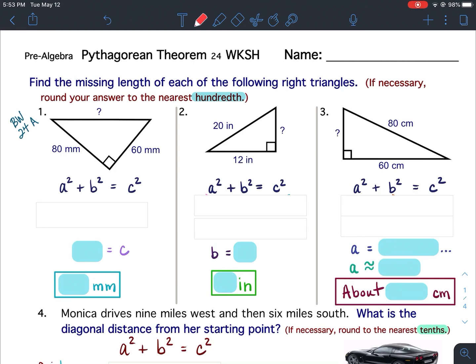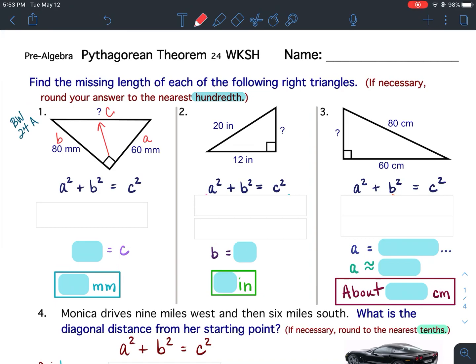Okay, so let's look at number 1. Remember, the right angle points to the hypotenuse. So what we are finding in number 1 is the hypotenuse. So we'll label that C. As far as the legs go, you can name one A, the other B, and it doesn't matter which is which. But I like to be consistent, so I'm going to call the shorter leg A and the longer leg B.